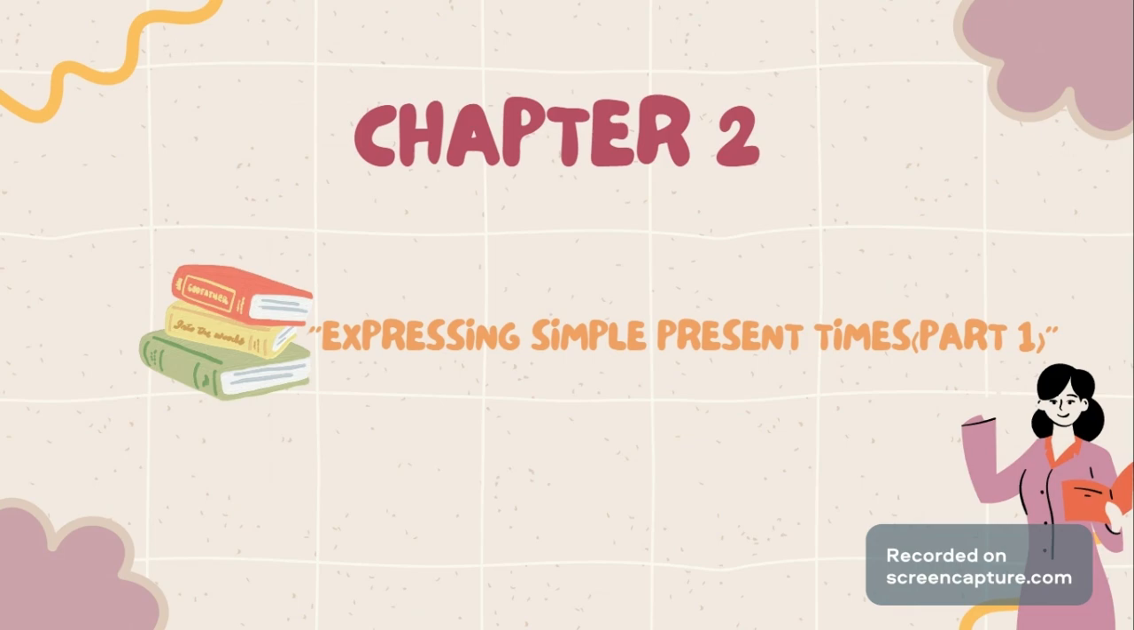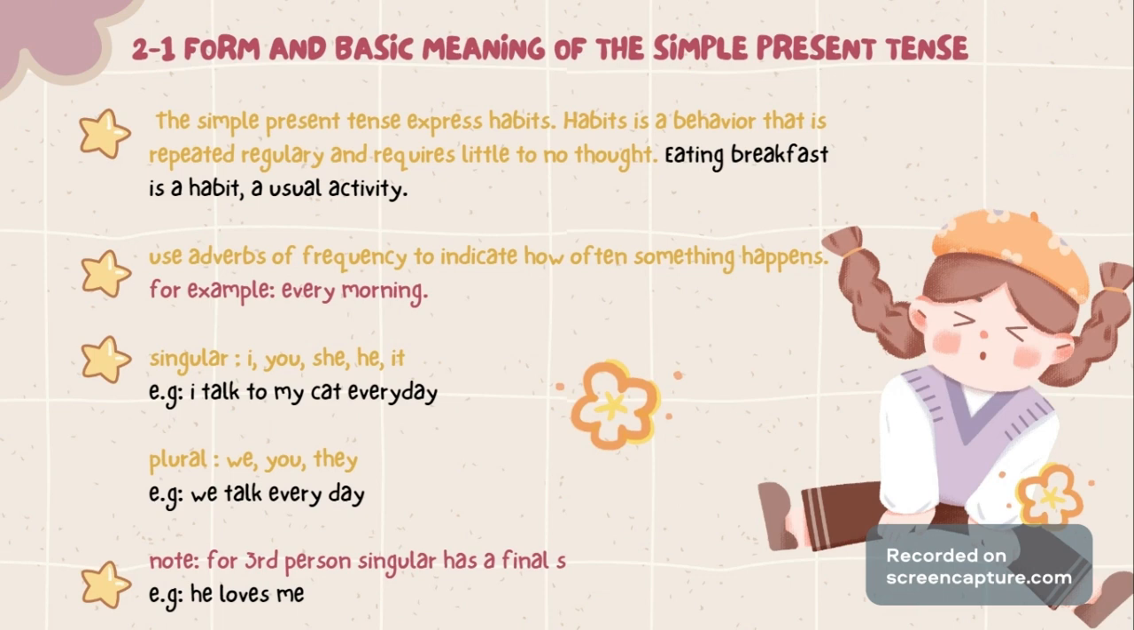Two: expressing simple present time. Do you know the meaning of the simple present tense? Okay, let me tell you. The simple present tense expresses habits. What are habits? A habit is a behavior that is repeated regularly and requires little to no thought. For example, eating breakfast is a habit because we always eat breakfast, a usual activity.